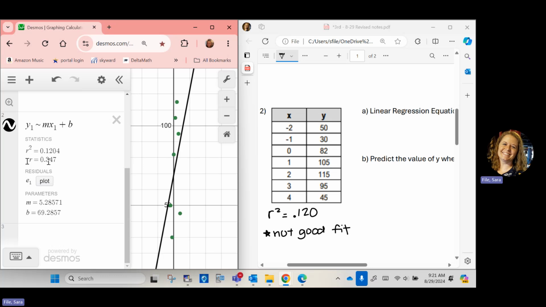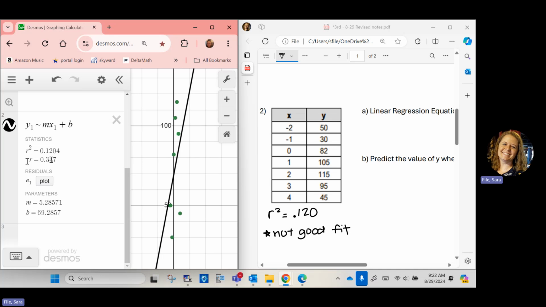Okay, if it's negative, closer to -1 means there's a strong negative correlation. Your line would have a negative slope. And if it's closer to +1, it's got a strong positive correlation between the two data, the variables x and y. And the closer it is to 0, the weaker the correlation.